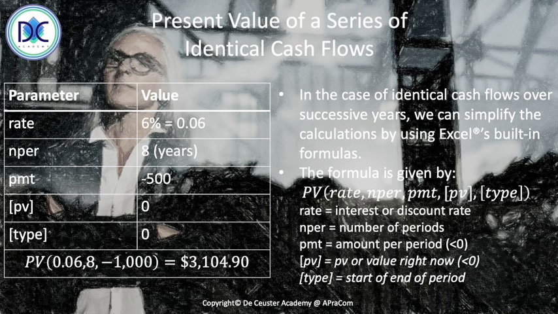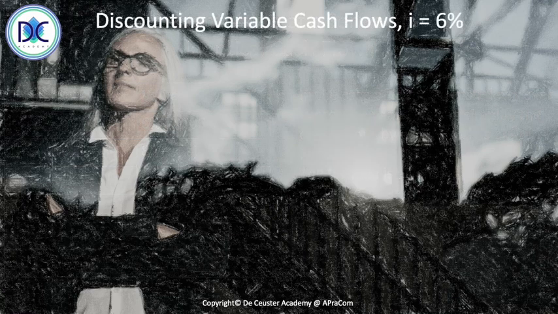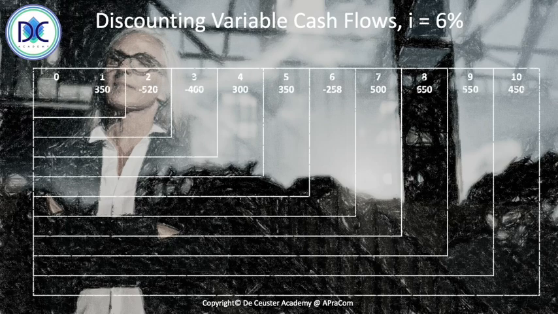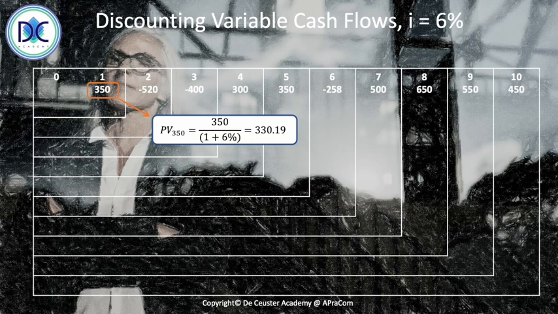Now we have also the variable cash flows. When we have the discounted parameters, we have an interest rate of 6%. In this case, we have different cash flows. Year 1, 350, year 2, minus 520, 3 minus 400, and so on, up to year 10, where we have a cash flow of 450. So what we do, we have to discount this, so we take the 350. The present value of those 350 is 350 divided by 1 plus the 6%, which gives us a present value of 330.19. So this is the value in the table.